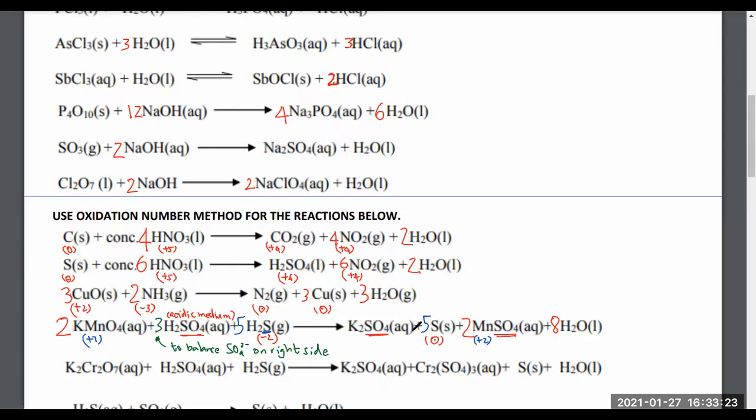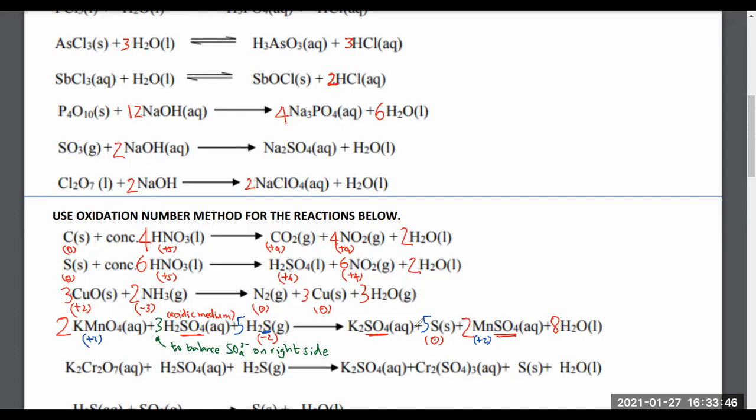Then go to the right side. How many do we have? 4, 8, 12 to 20. But it's like this. Don't count sulfate because we have already balanced sulfate, 3 sulfate. Just count the remaining oxygen. We have 8 oxygen here. We have 8 oxygen here. So it's automatically balanced. Right?